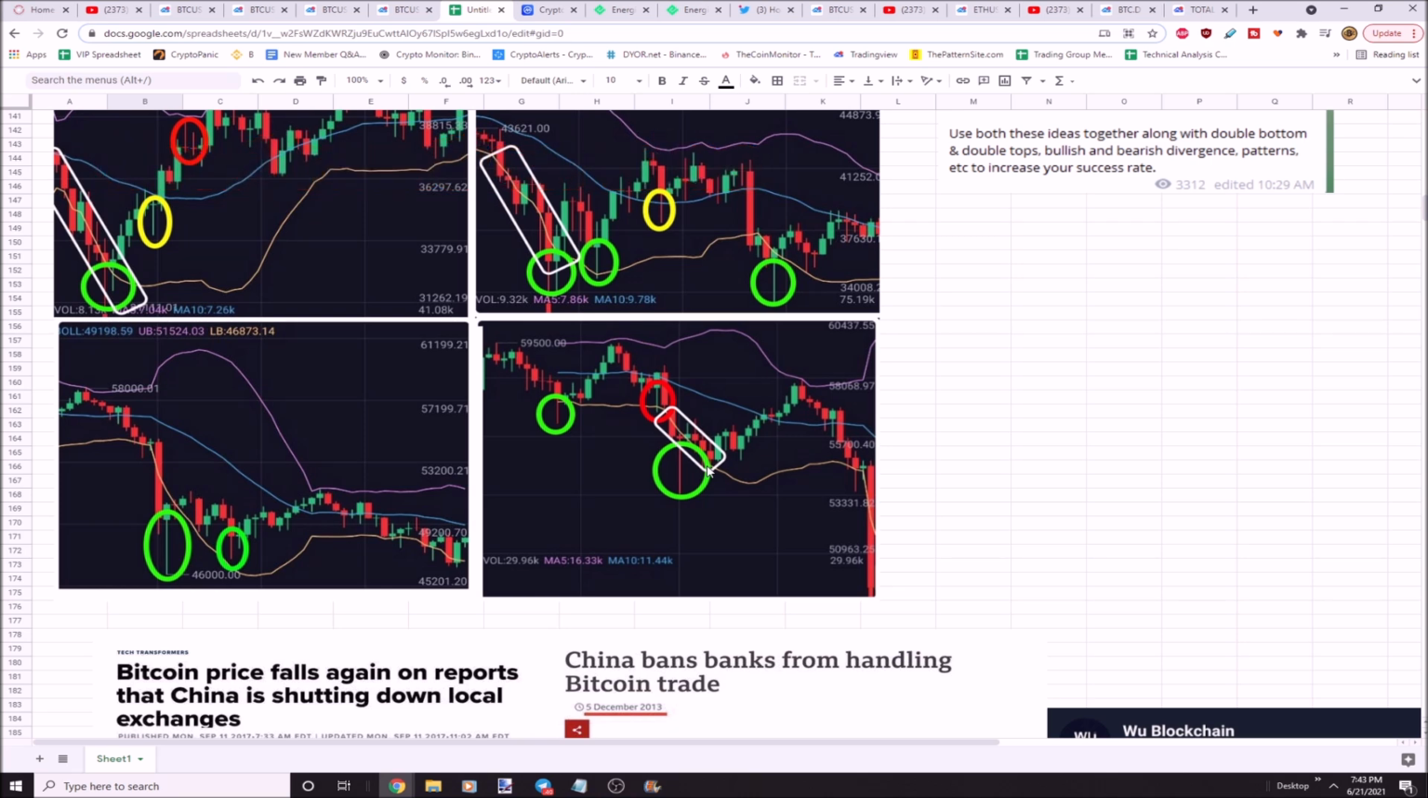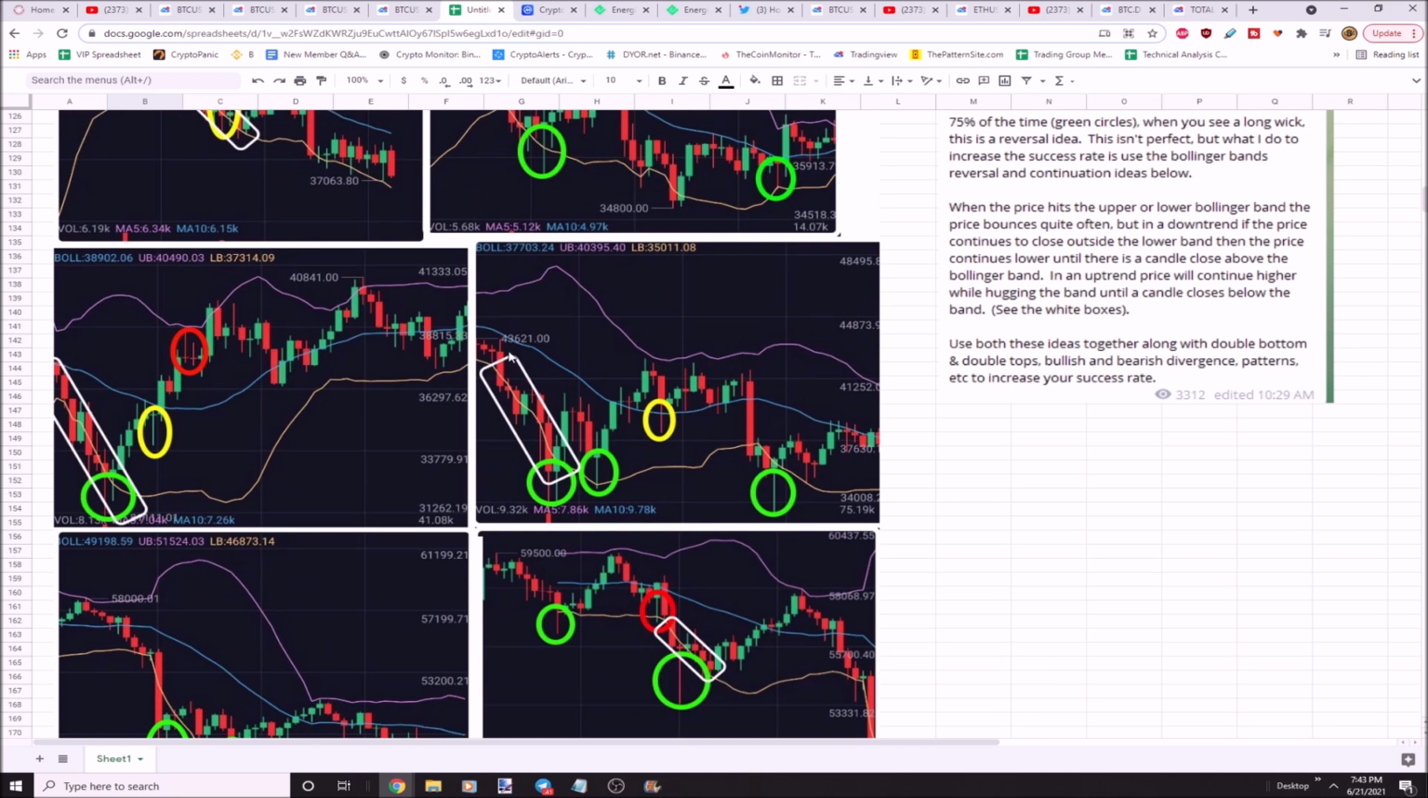When these candles are hugging and closing below the lower Bollinger Band, as soon as you get a candle close above the Bollinger Band, you're looking for a reversal. Same thing here. See how the candles keep closing below the lower Bollinger Band? As soon as you get a candle close above it, right here, you're looking for a reversal. Same thing here. See how you got the candles hugging this lower Bollinger Band? As soon as you get that candle close above it, reversal.